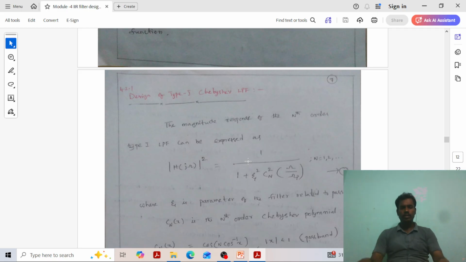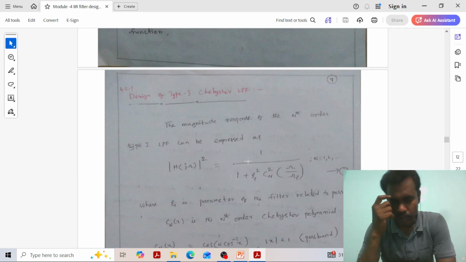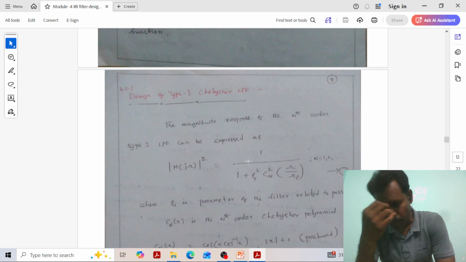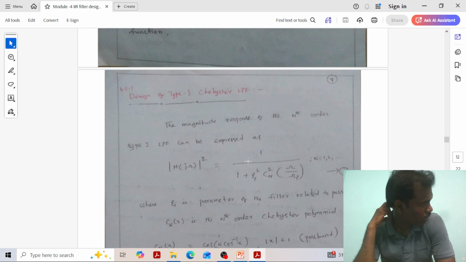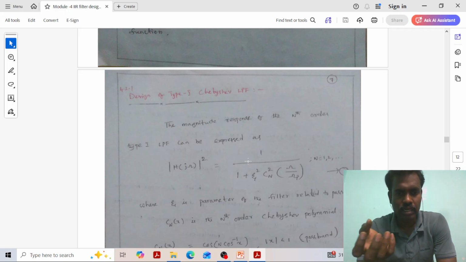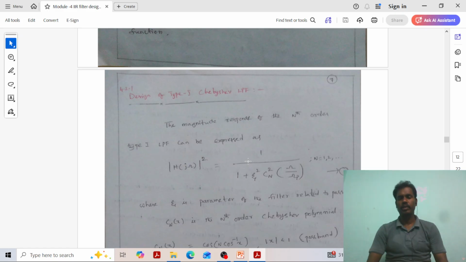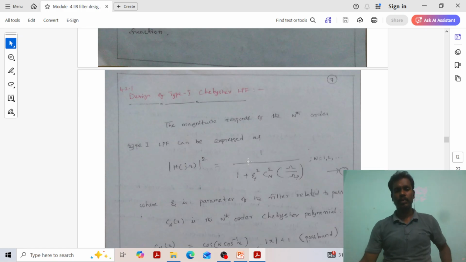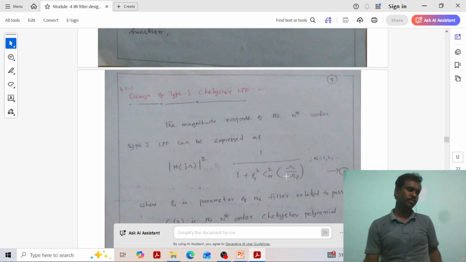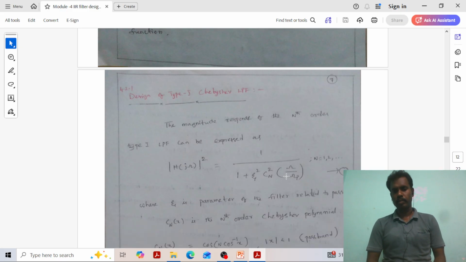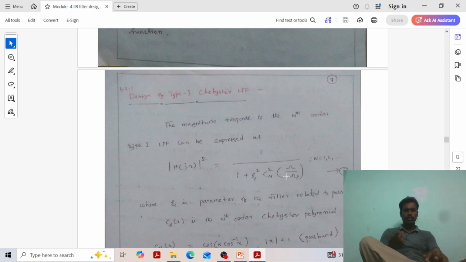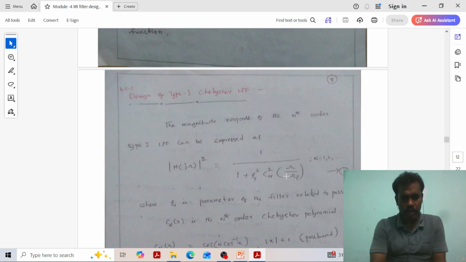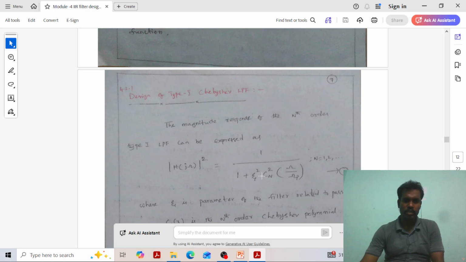So the design of type 1 Chebyshev filter. Here, previously the standard transfer function was 1 by square root of 1 plus epsilon square into omega by omega p whole power 2. But here this transfer function is calculated by using a Chebyshev polynomial. That Chebyshev polynomial is represented with Cn of x, which is a recursive polynomial. So the Chebyshev filter is represented with mod H of j omega whole square equal to 1 by 1 plus epsilon square into Cn square of omega by omega p.